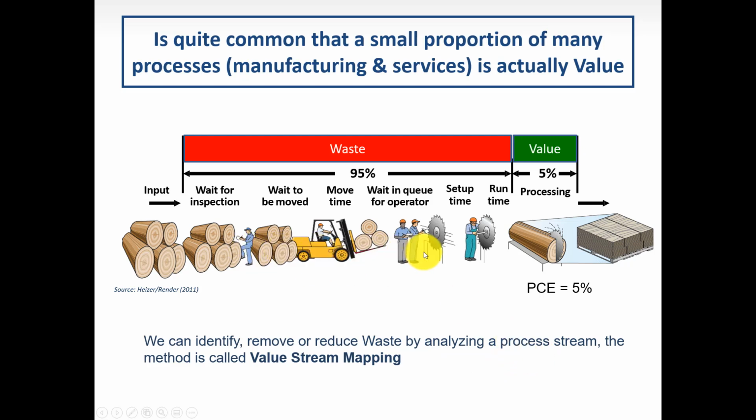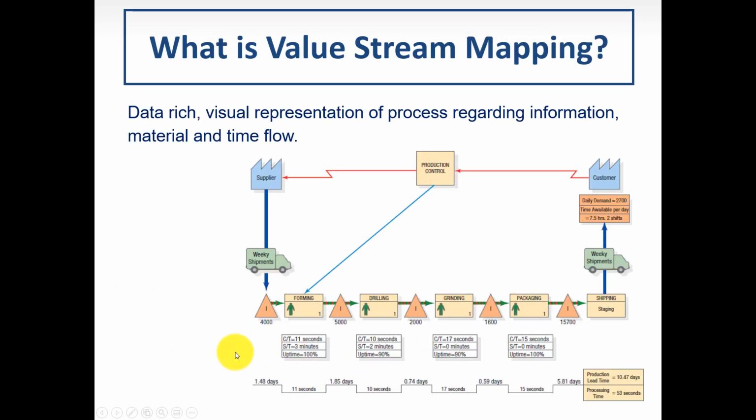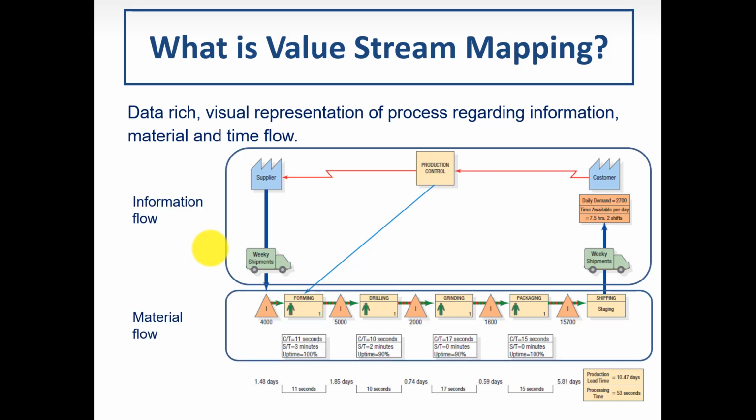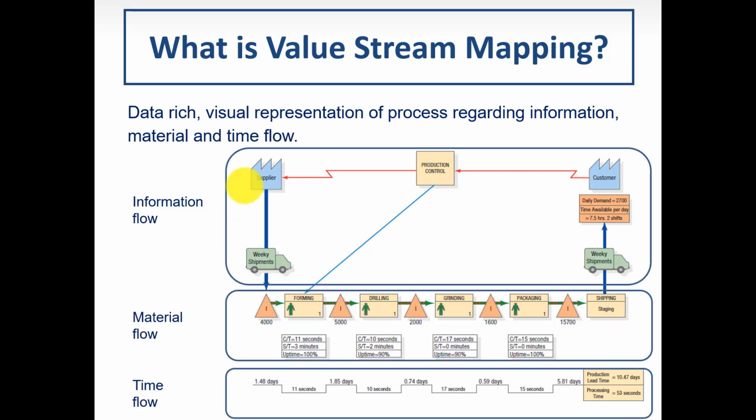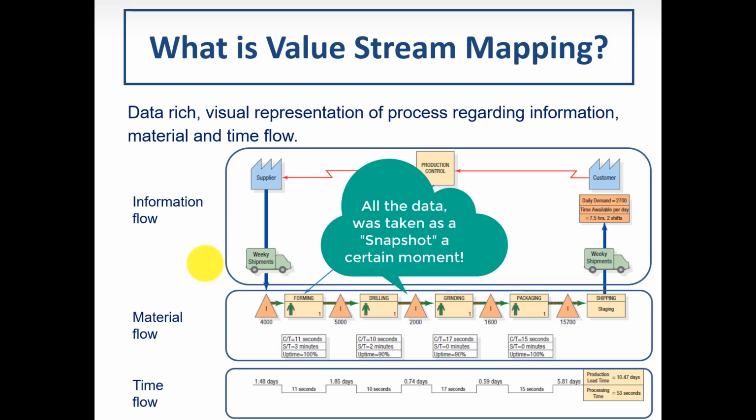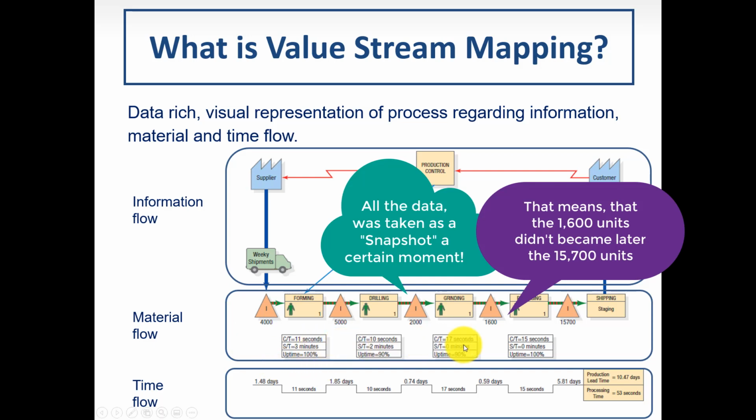That is the stream because items are flowing just like in a river stream. And the method is called value stream mapping. Okay, so value stream mapping is what you see here. It's a data-rich visual representation of a process regarding information, material, and time flow. So you get a big helicopter view of the whole company on how they produce their main, or let's say their core process. Because at the end of the day, you might remember from Porter, we have support and primary activities. This is the primary activity.